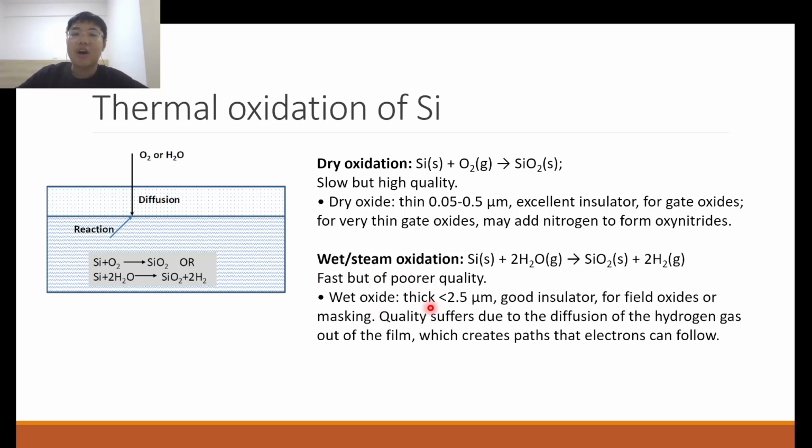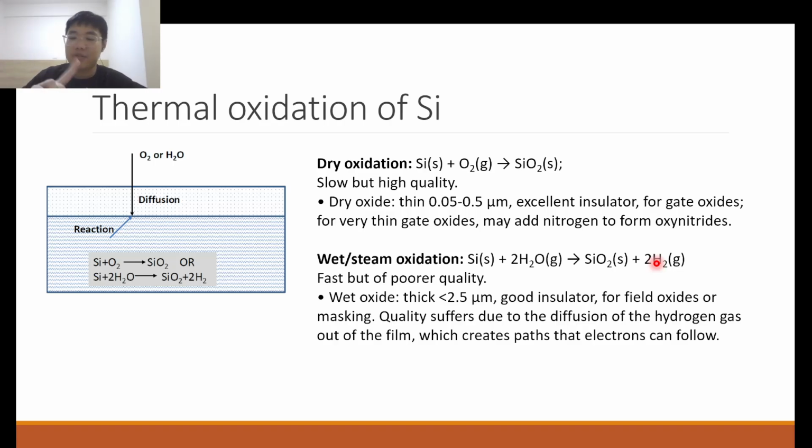So the second kind of oxidation is the wet oxidation, also known as steam oxidation, where silicon is reacted instead with water or steam, basically because it's in the gaseous state. So this occurs much faster. We'll see why later through certain equations. However, it's of poorer quality because hydrogen is produced as a byproduct, and the hydrogen needs to escape.